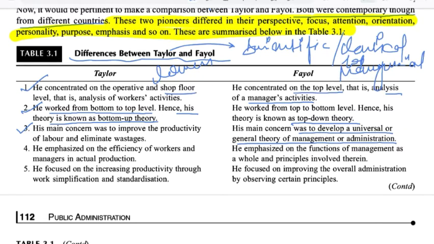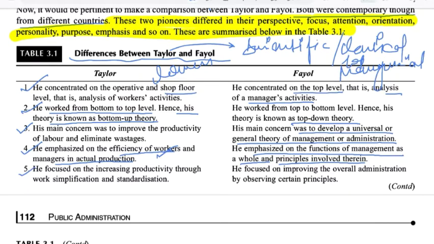F.W. Taylor emphasized the efficiency of workers and managers in actual production, while Henry Fayol emphasized the functions of management as a whole and the principles involved therein. Fayol emphasized the functions of management, while Taylor emphasized the efficiency of workers. If there is an efficient worker in the organization, then it is okay, otherwise we need to fire them.